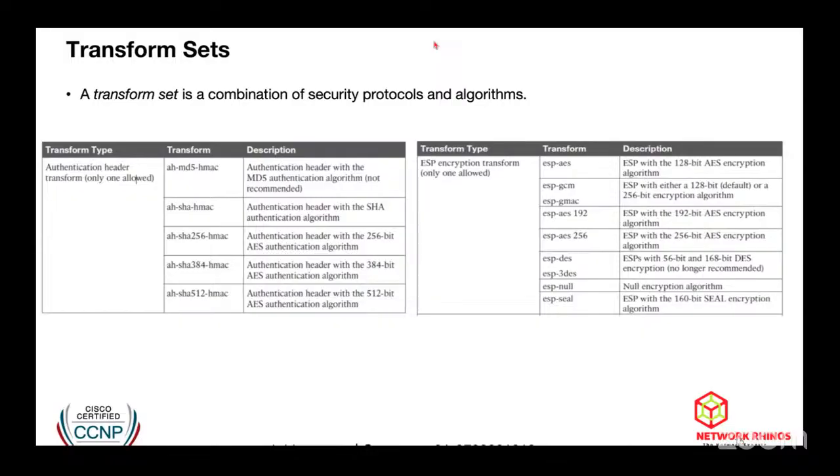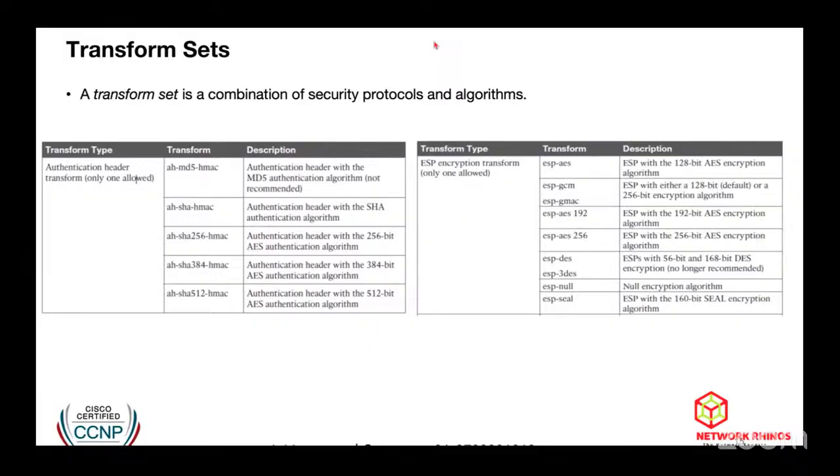Imagine you're locking your home. In my home, I have the main lock, I have a fingerprint lock, then I have a dog also inside. So I have three different mechanisms. Similar way for this one, for AH, I use an AH, MD5, HMAC combination. So now I have three-layer security. In a similar way, a transform set is a combination of security protocols and algorithms that defines how data will be protected inside your IPsec tunnel.